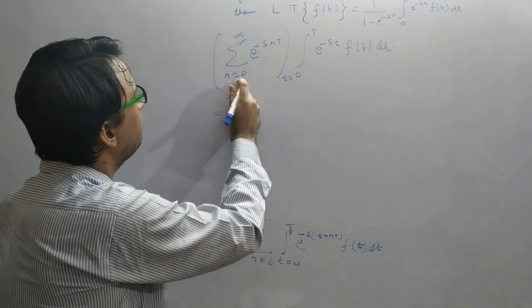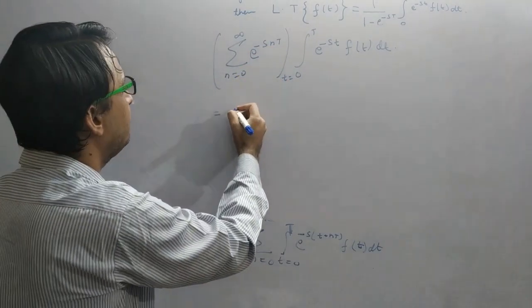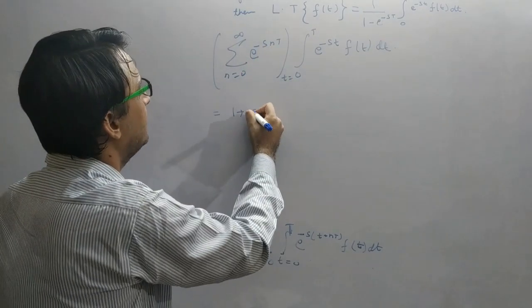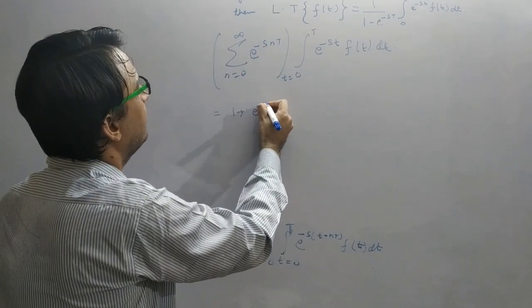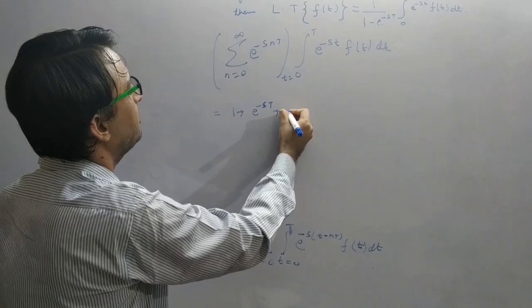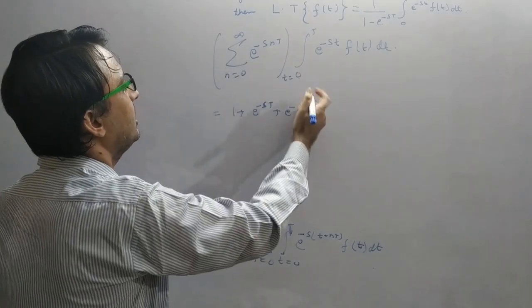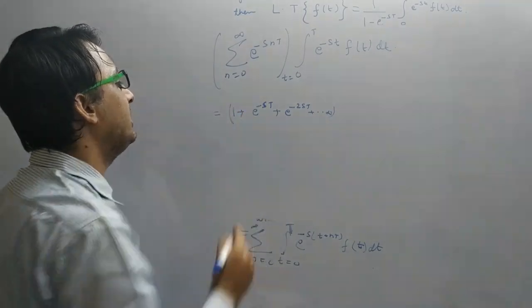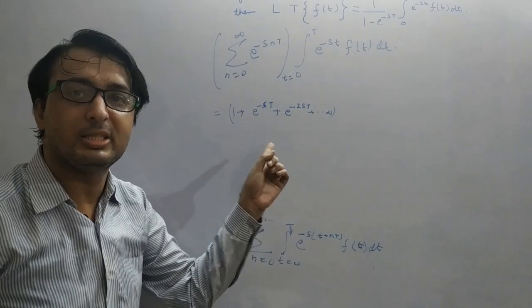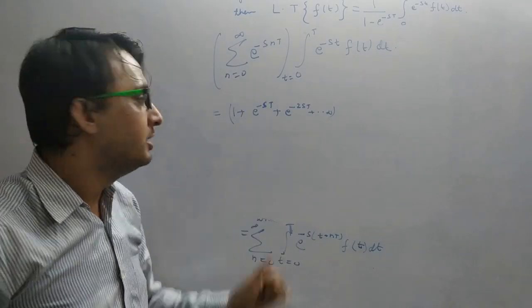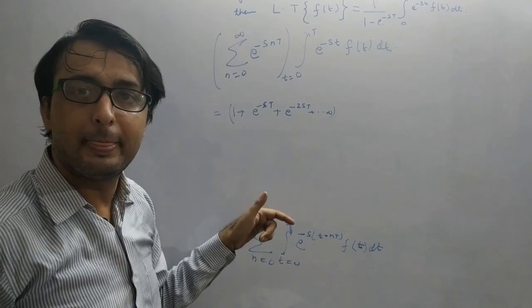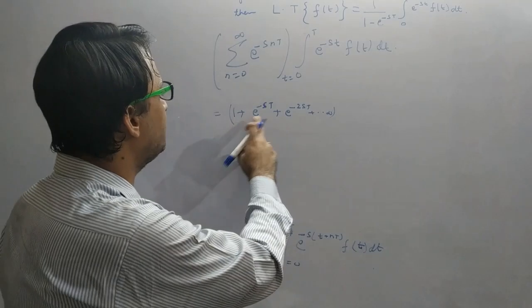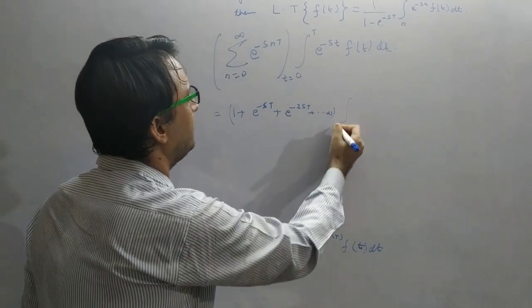If we put n equal to 0, this becomes 1. If we put n equal to 1, it becomes e to the power minus sT. If we put n equal to 2, it becomes e to the power minus 2sT, and similarly till infinity. Now we can see that the exponential is always positive, so if this goes into the denominator, that means it is less than 1. So this is a geometric progression that we are going to use right now.